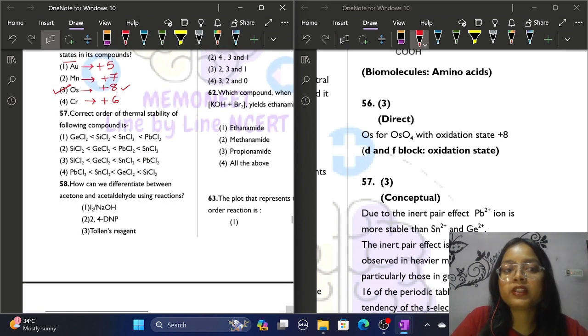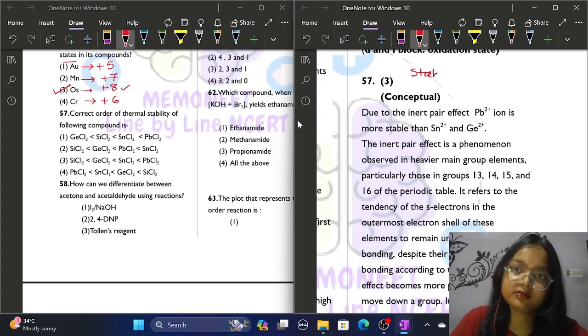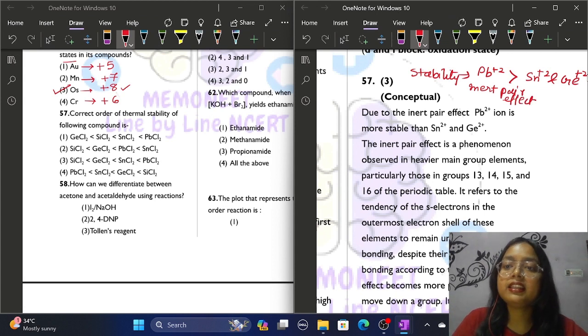Okay, so the next question, question number 57: the correct order of thermal stability of the following compounds. Here, the stability of Pb plus 2 will be the greatest, then Sn plus 2 and Ge plus 2. Why is it so? It is because of the inert pair effect.